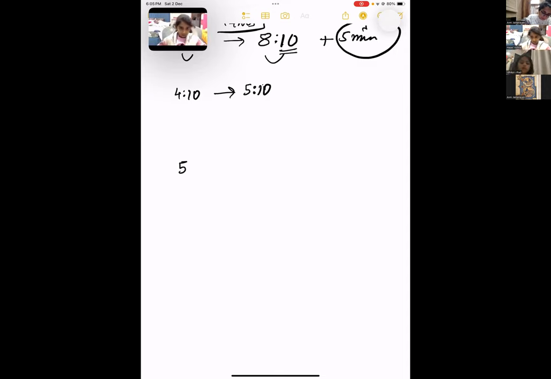Now, 5:30 se 7:35. How much time has passed by? 7:35. 5:30. Now, try to see. Samaira, आपको टाइम लग रहा है बेटा?